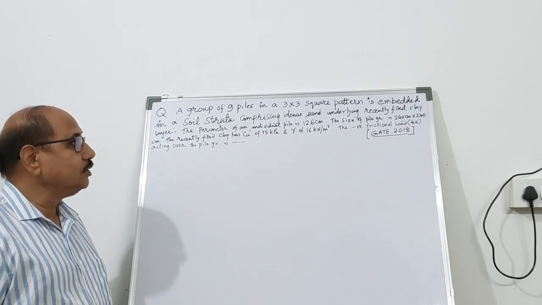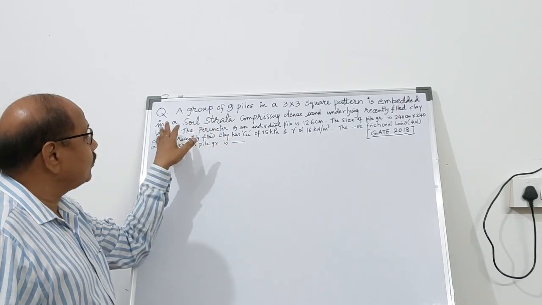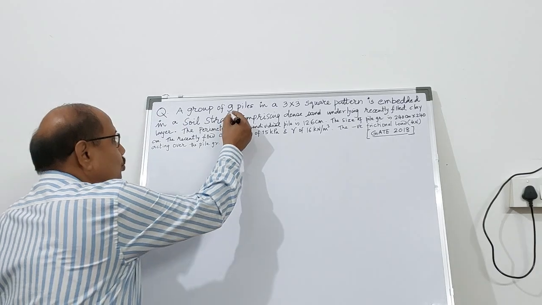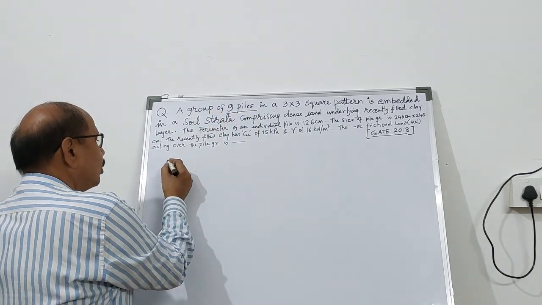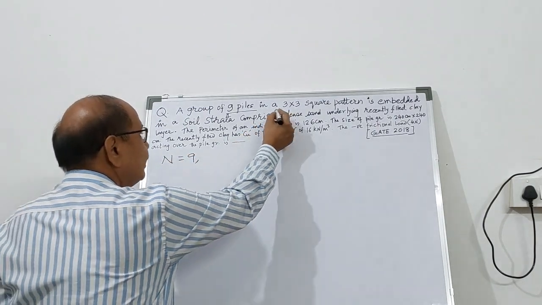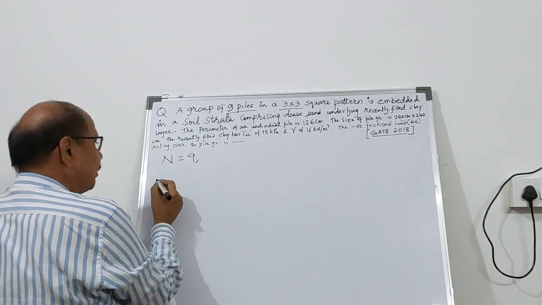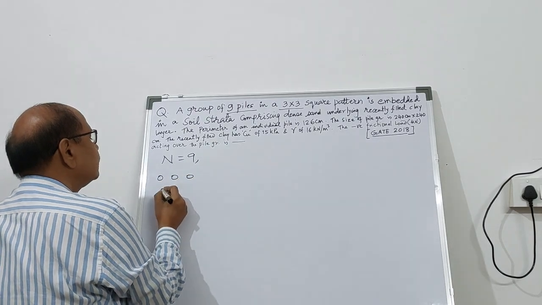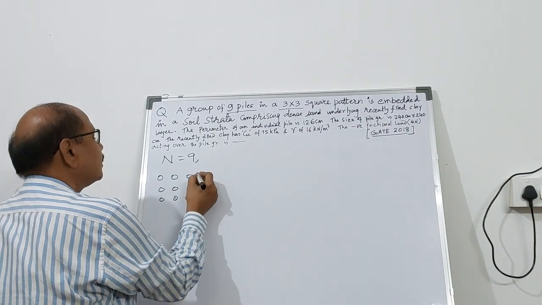Hello everyone. Today there is another GATE problem on pile foundation. There is a question on a group of 9 piles. So the total number of piles n equals 9, and it is in a square pattern, 3 by 3. So the pattern is going to be like this, a 3 by 3 pattern.